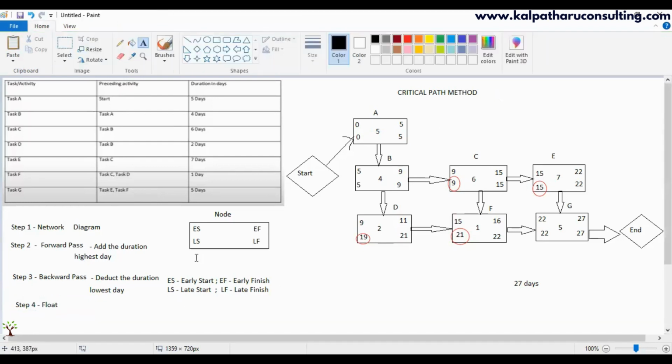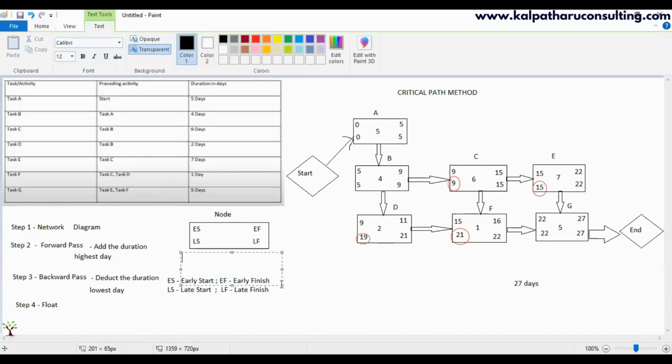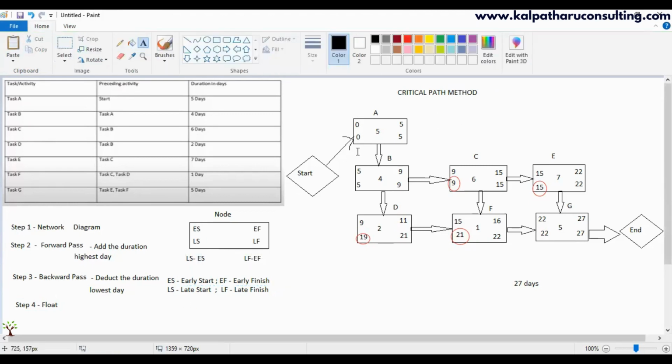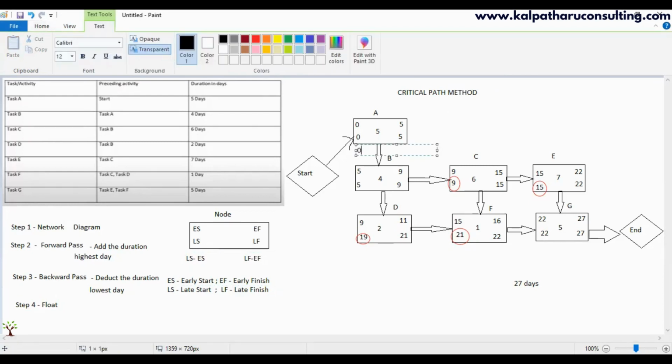What is float? I will explain, but let us see the formula first. Late start minus early start, the bottom number minus the top number, and late finish minus early finish. That is the number at the bottom minus the number at the top. So 0 minus 0 is 0. 5 minus 5, 0. 9 minus 9, 0.